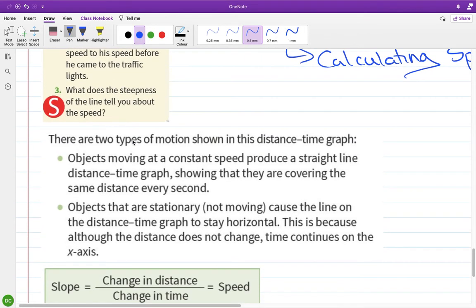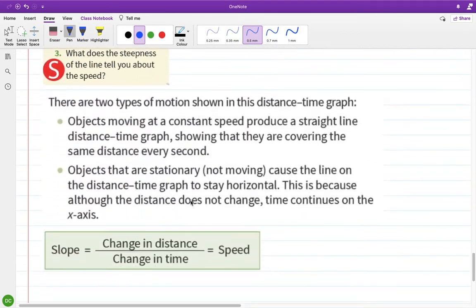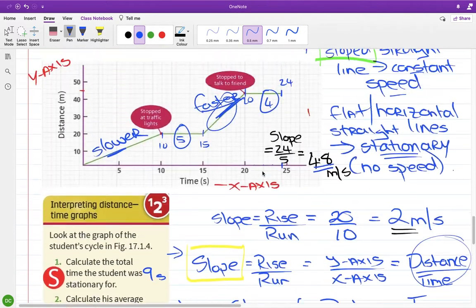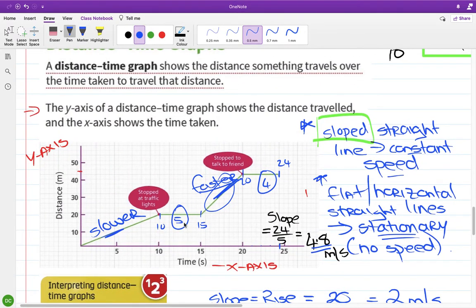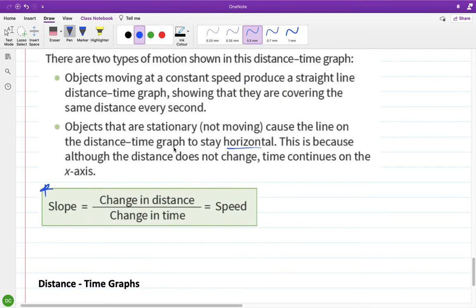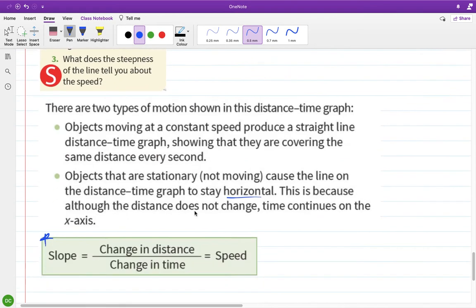Okay, so this here, there are two types of motion. That's what I wrote up above. Objects moving at a constant speed produce a straight line distance time graph showing that they are covering the same distance every second. So that's this one. And objects that are stationary and not moving cause the line on the distance time graph to be horizontal. So that's this. Okay, so you probably have that taken down already. And this is what I was going on about up here. Very, very important.